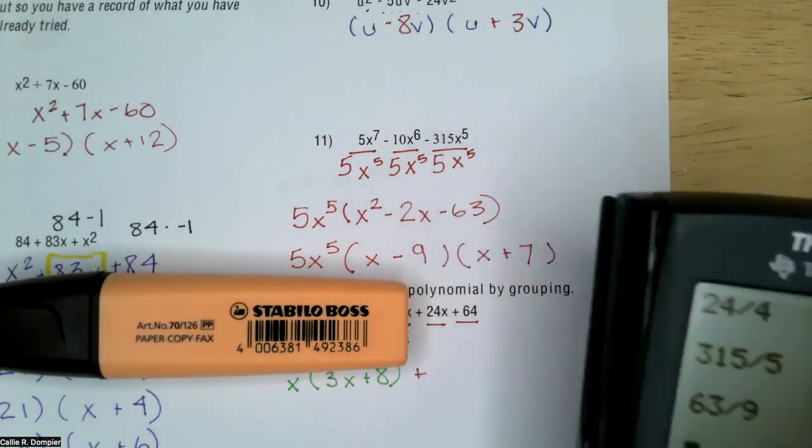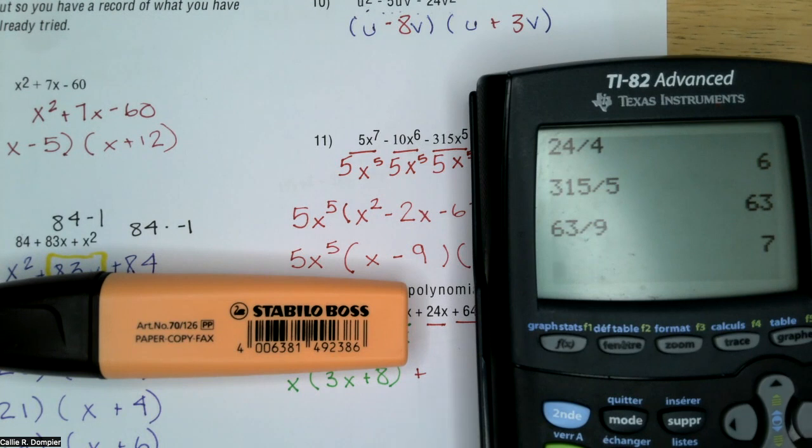So 64 and 24. I can divide them both by, well, I would just like to take that one and say, can I divide it by 24? No.